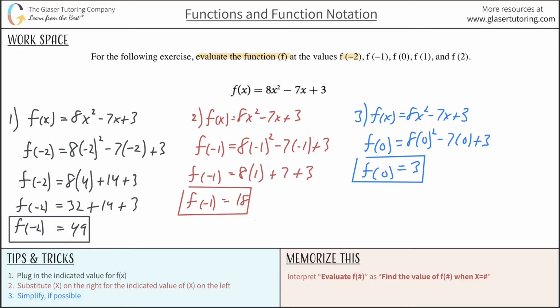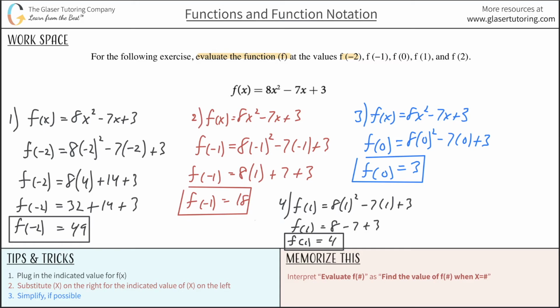In this particular case, since I'm running out of space, instead of rewriting this equation, I'm just going to start substituting in x right away. So for number 4, it's f of 1. Anywhere you see an x on the right-hand side, plug in a 1 for it. Minus 7 times 1 plus 3. Simplify this on down. This is simply going to be 8 minus 7 plus 3, and then f of 1 is simply going to be 4.